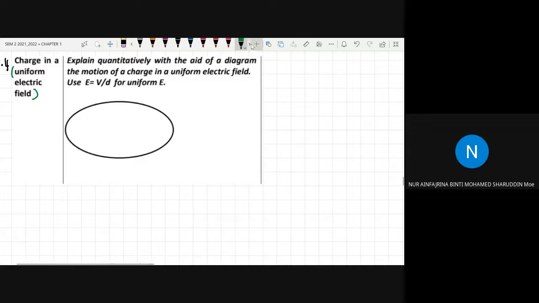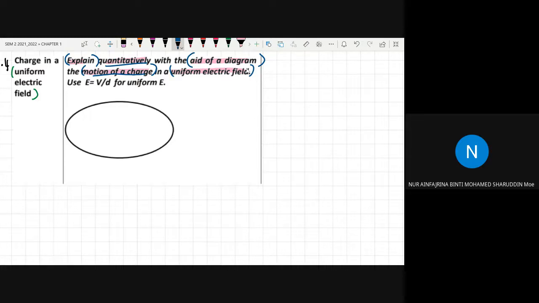So the learning outcome actually is explain quantitatively with the aid of a diagram the motion of a charge in a uniform electric field. So maksudnya bila dia cakap macam ni, you kena tahu macam mana nak explain quantitatively and then you kena tahu macam mana nak sketch the diagram. Sketch diagram apa? Sketch diagram motion of a charge, okay, pergerakan charge sama ada charge positif ataupun negatif dalam uniform electric field. Okay, pergerakan charge dalam uniform electric field.